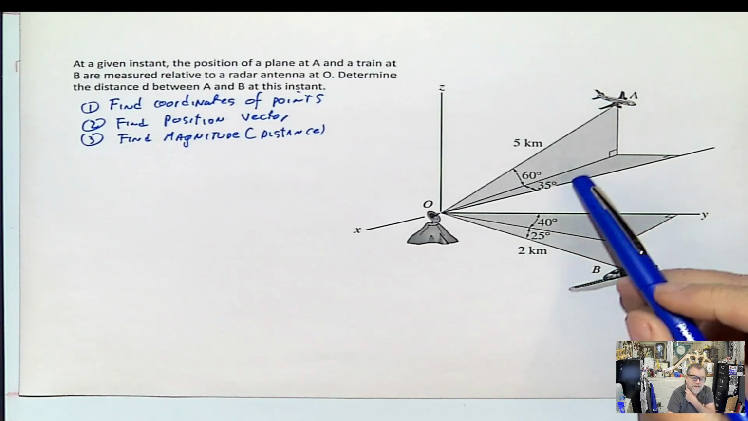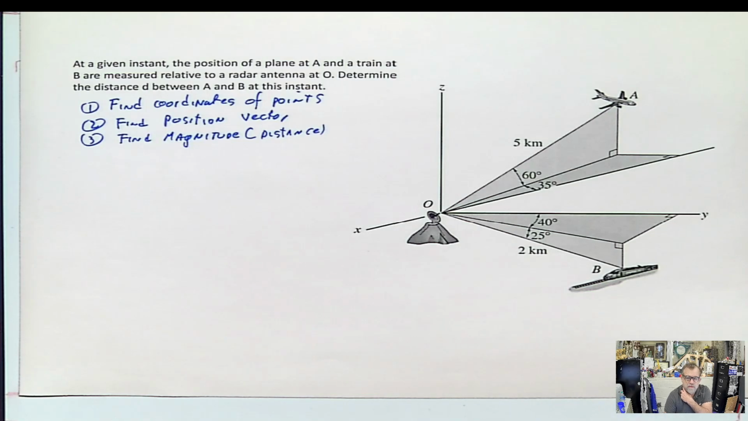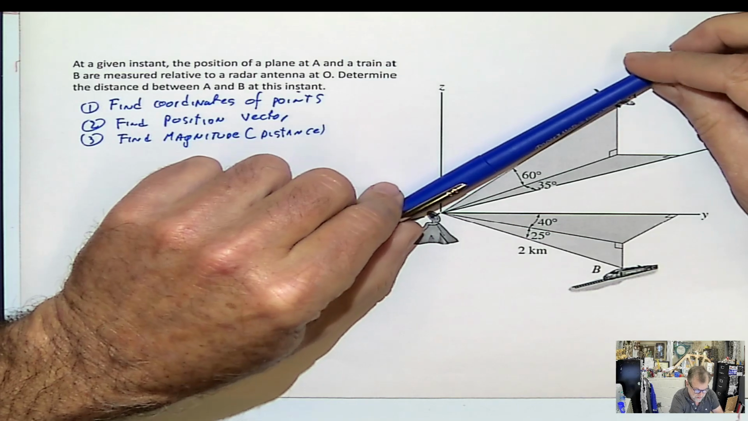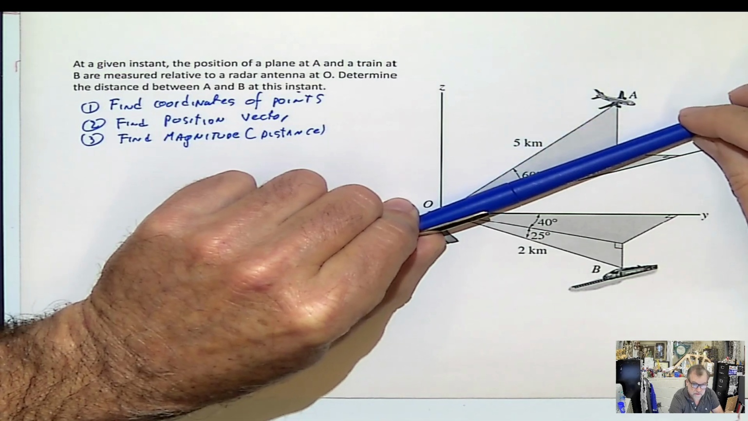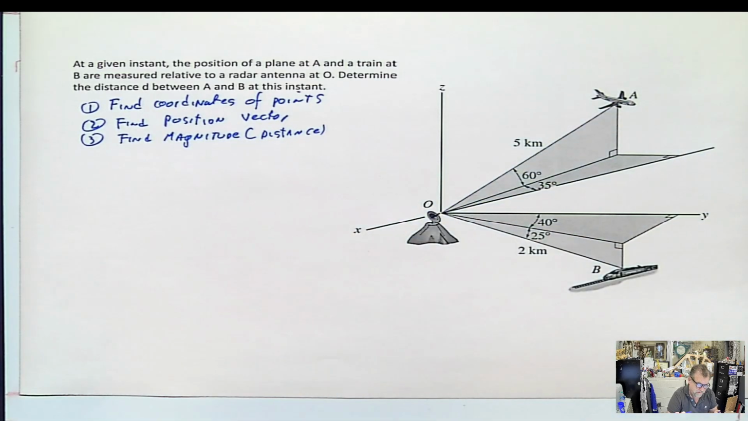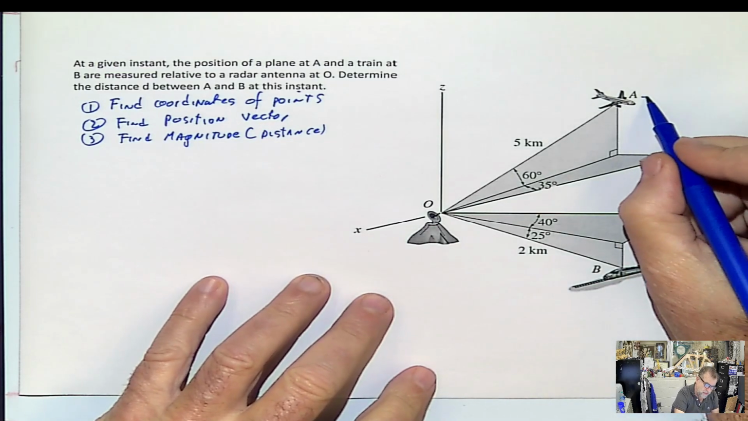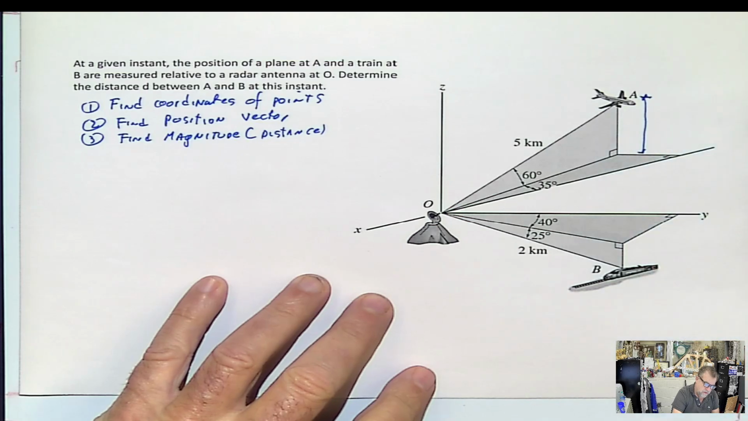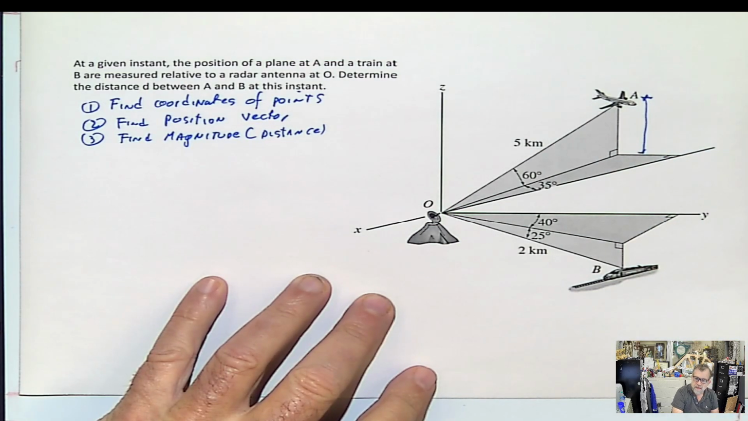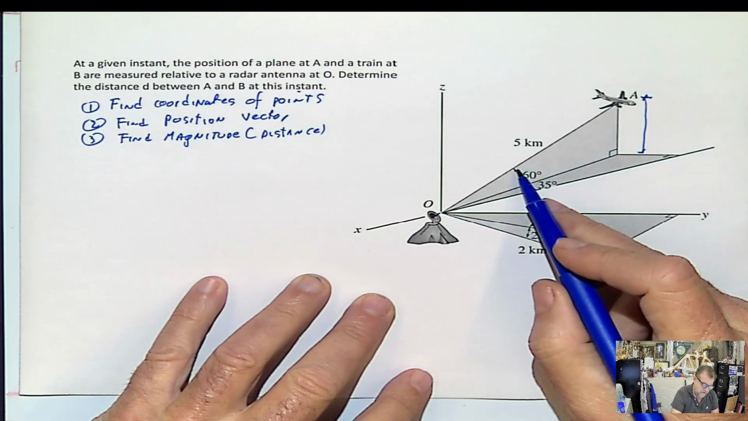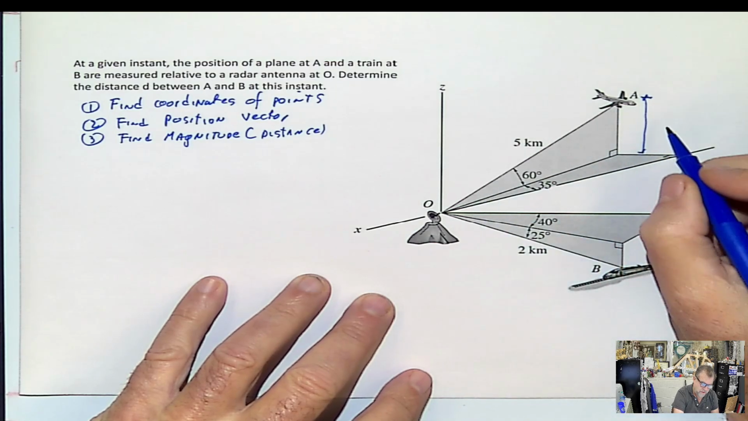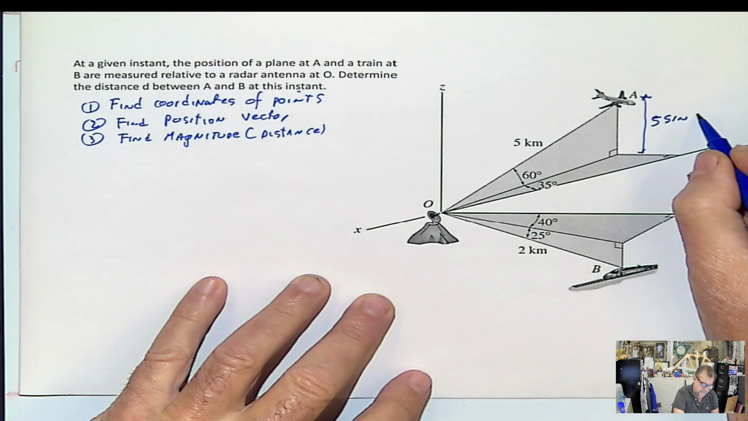And as you can see here, those are projection angles. They could be alpha, beta, and gamma, but they are not, because they are not measured directly from the axis. So you have this plane here, and the projection over the XY plane is just this one here. If I ask you to calculate the height of the plane A, this is 5 kilometers here. This is 60, this is opposite, so it would be 5 sine 60.